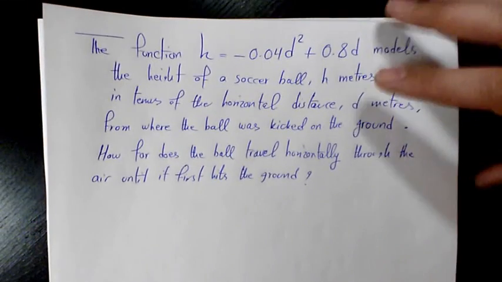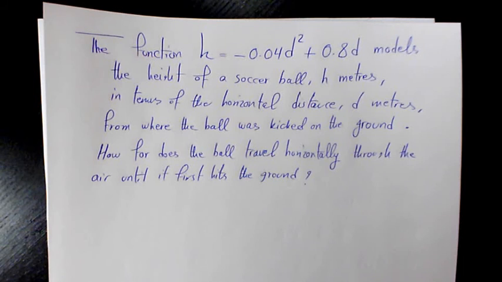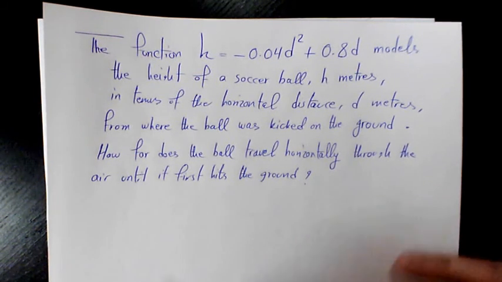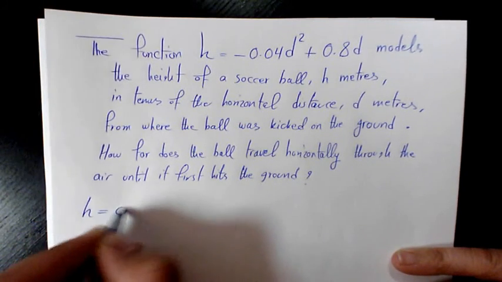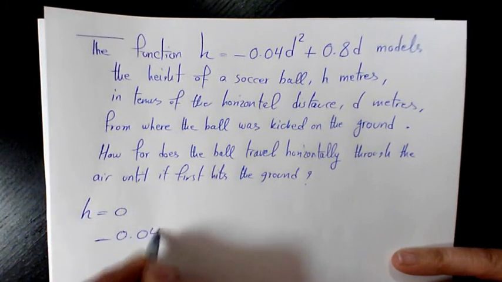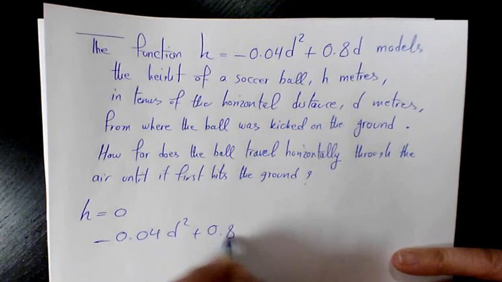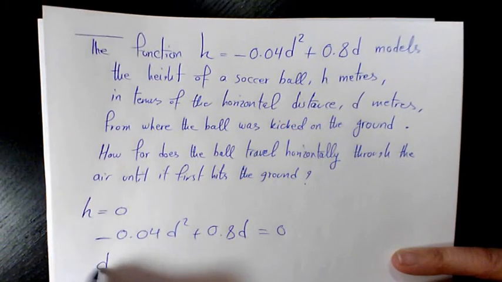Final question. It says the function h equals negative 0.04 d squared plus 0.8 d models the height of the soccer ball, h in meters, in terms of the horizontal distance, d in meters, from where the ball is kicked. How far does the ball travel horizontally through the air until it first hits the ground? So again, h is going to be 0. We had a similar question before like that, so we need to make it equal to 0, and then you factor d out here.